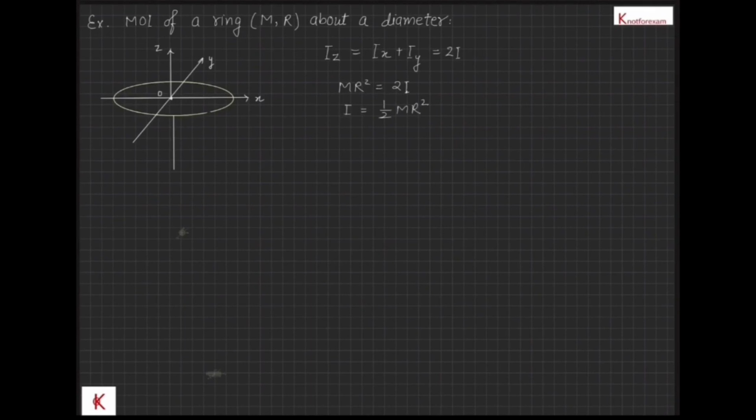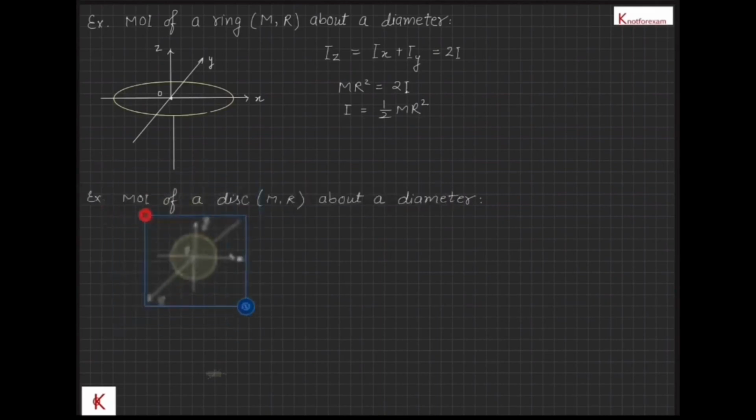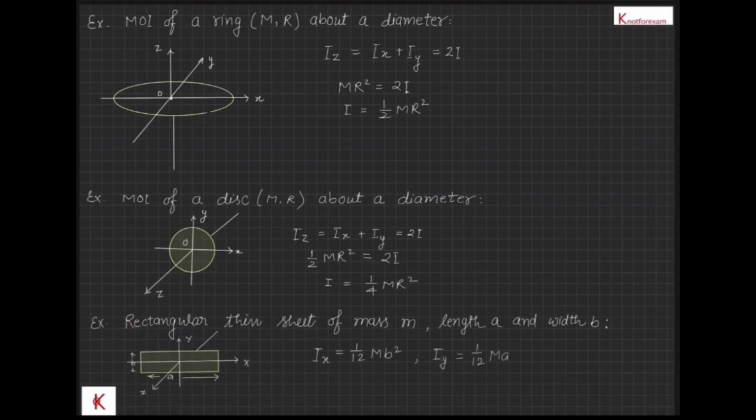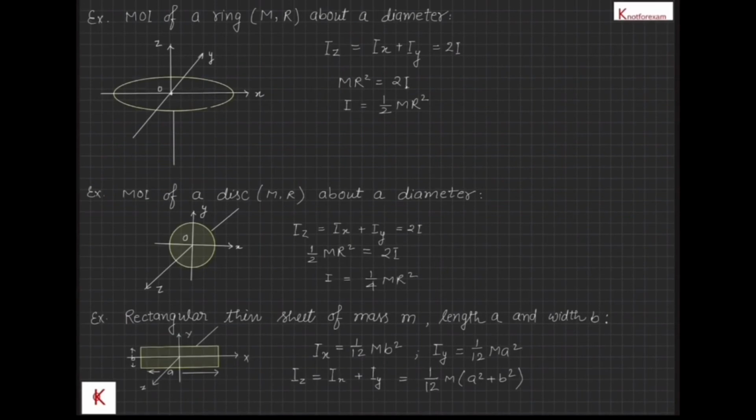Now, moment of inertia of a disk of mass m and radius r about a diameter. By using symmetry in the perpendicular axis theorem, it will be half of half mr square, that will be equal to 1 by 4 mr square. Moment of inertia of a rectangular thin sheet of mass m, length a and width b. You can understand that Ix and Iy are similar to those of a rod of length b and a, and using the perpendicular axis theorem we get Iz equal to 1 by 12 m (a square plus b square).